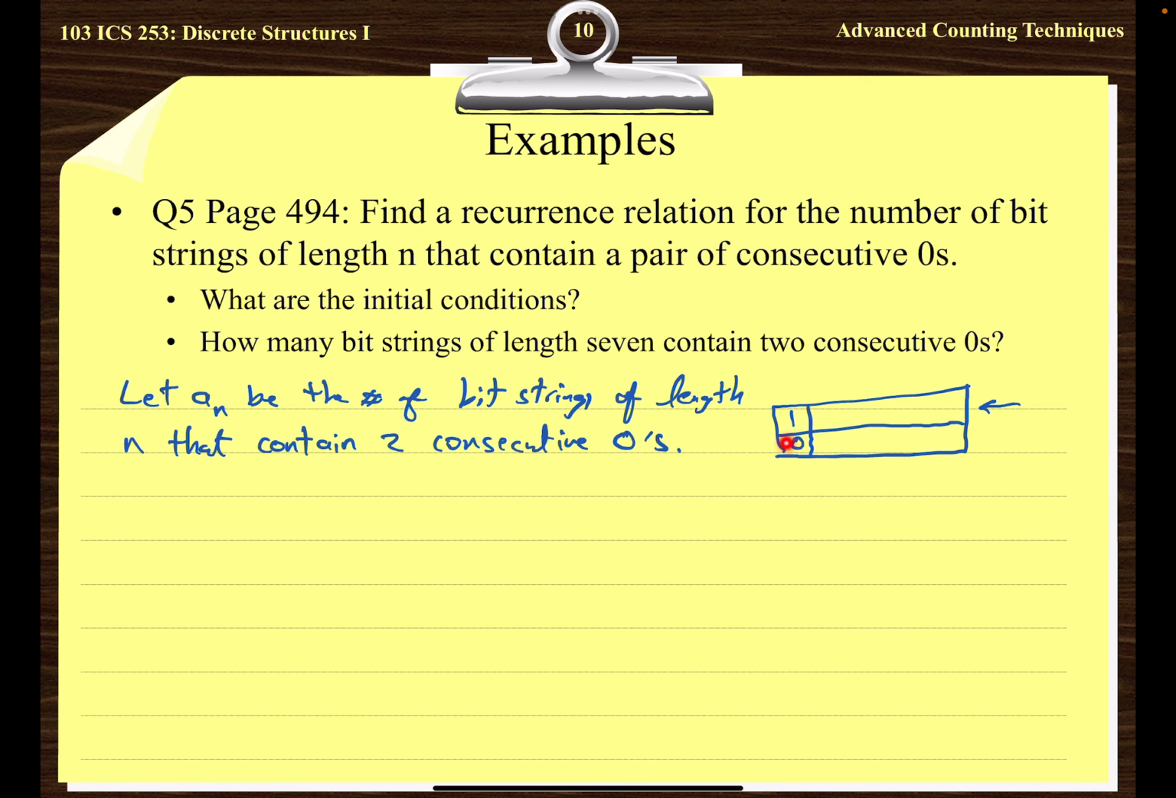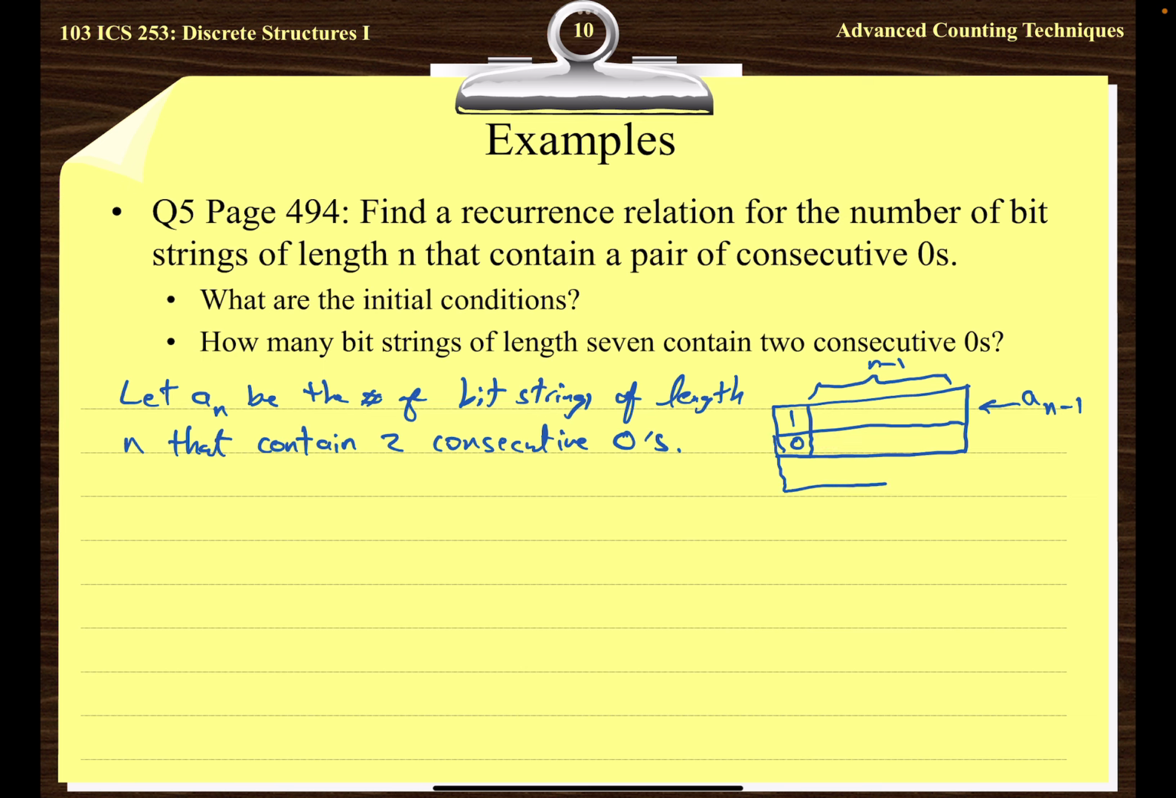If I start with a 1, do I have any restriction on the n minus 1 here? No. So how many bit strings of length n have two consecutive zeros and start with a 1? an minus 1, right? Because this is n minus 1 bits. Now 0. Do I have any restriction here? Can it be 1? No, it's the same as the previous example.